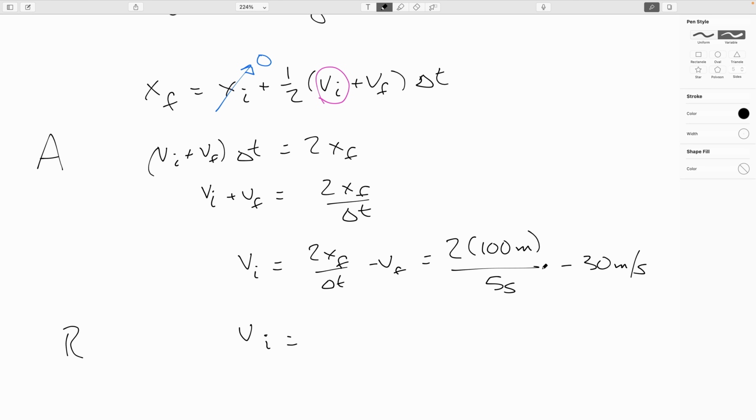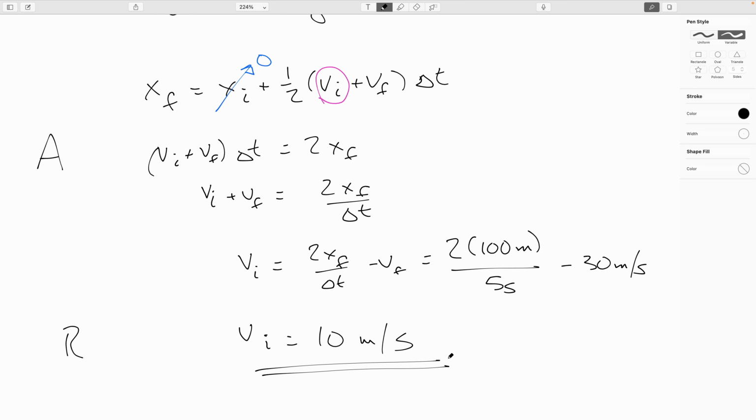So I have, let's see, this is going to be 200 over 5 is 40, minus 30 is 10. We had meters per second, so everything's in meters per second. So I have that my initial velocity is 10 meters per second.